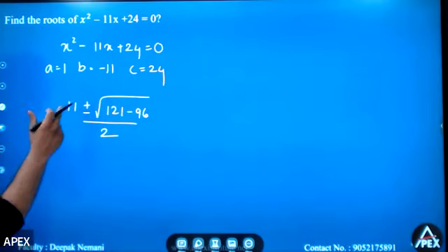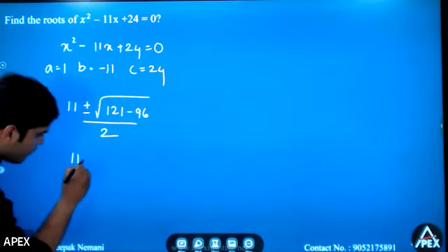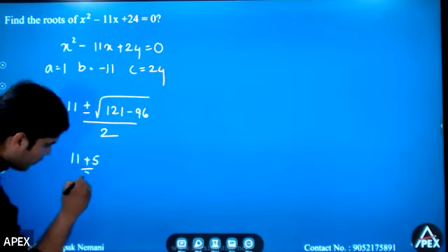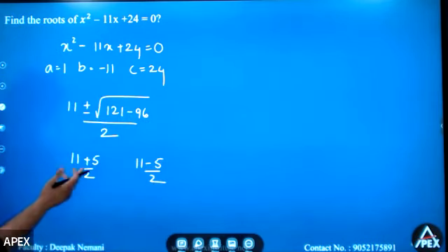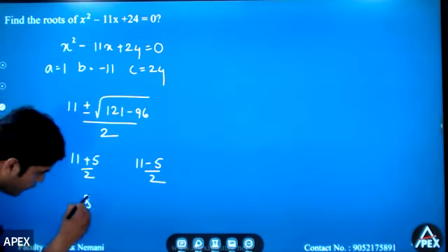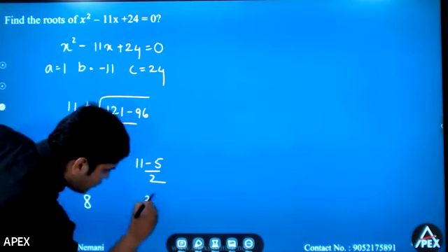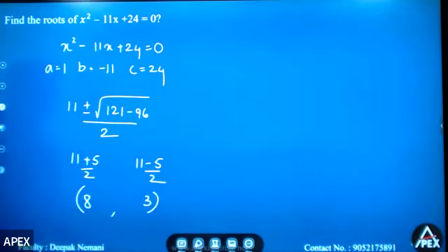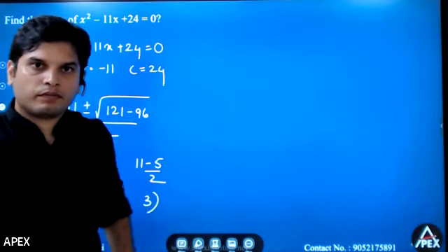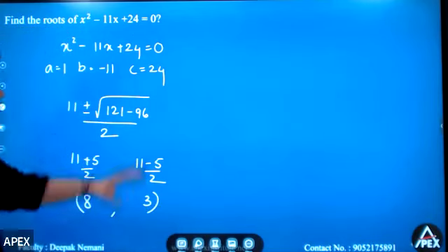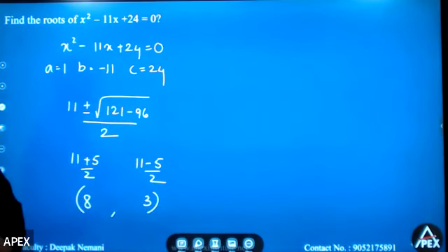25, square root of 25 is 5. So one of the roots will be 11 plus 5 by 2. The other root will be 11 minus 5 by 2. So 11 plus 5, 16, 16 by 2, 8, 11 minus 5, 6, 3. So 8 and 3 are the roots of this quadratic equation. This is using the formula method.